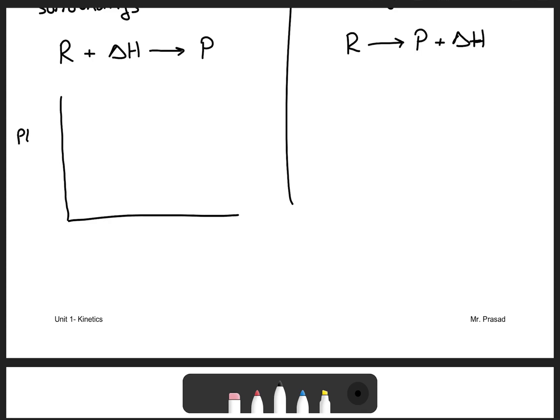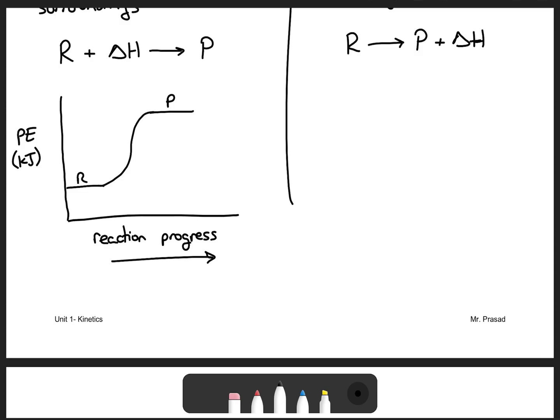X and Y axes here. On the Y axis, we're going to graph potential energy, units of kilojoules. On the X axis will be reaction progress. Reaction progress means as we go from reactants to products in the forward direction. If we start here at reactants and products are here, the graph would look like this.